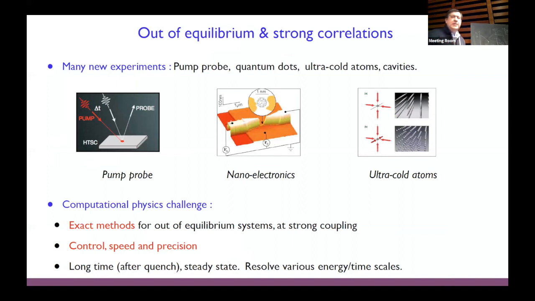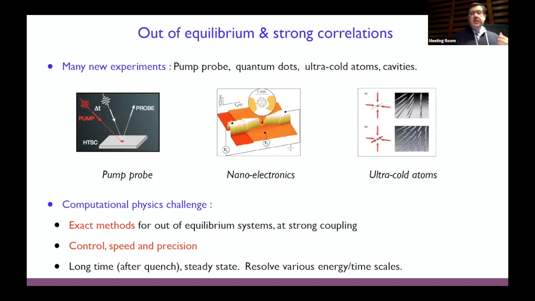What I'm interested in is systems which are out of equilibrium with strong correlations. There are many new kinds of experiments that we can do in various contexts, for example pump-probe, or in nanoelectronics with quantum dots, in ultra-cold physics, or in cavity physics. So one of the challenges for computational physics here is to develop exact methods for these systems, for out-of-equilibrium regimes, transient or steady states. And of course, as usual, to have control, speed, and precision.